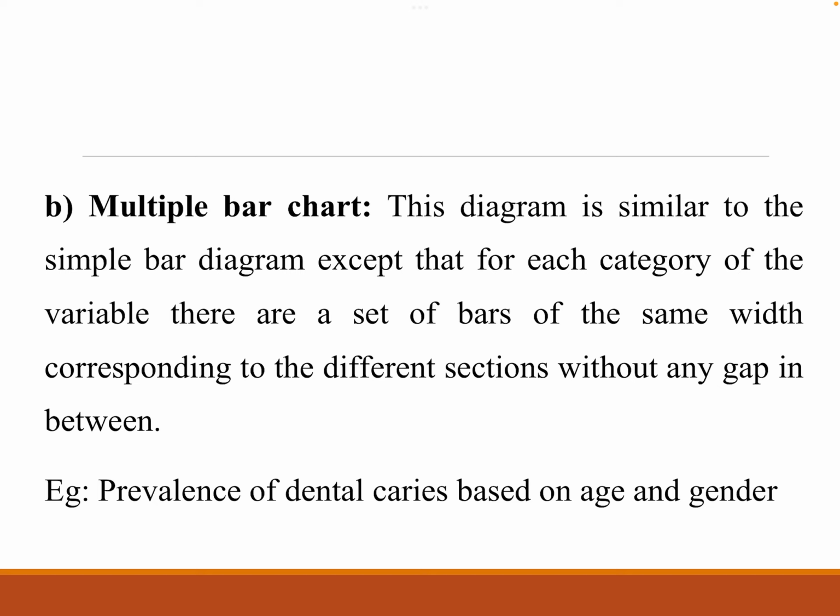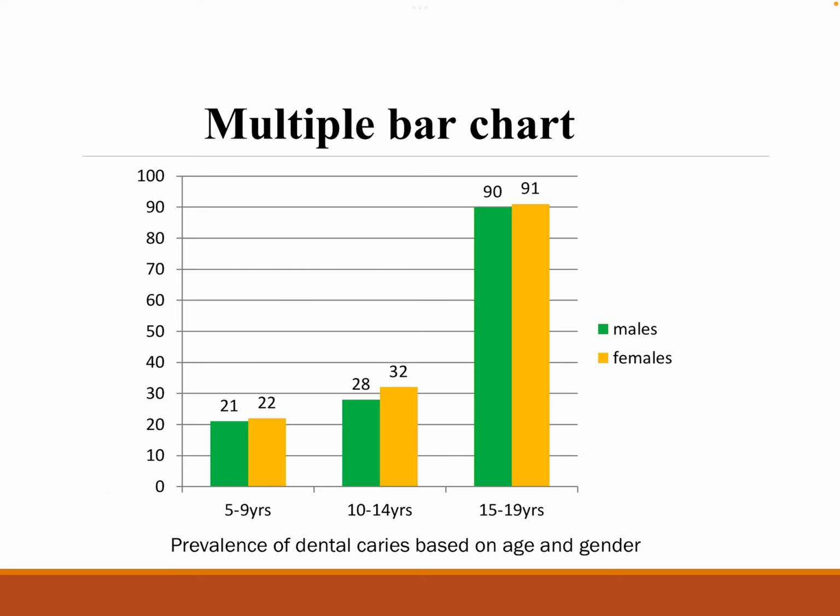The second one is a multiple bar chart. This diagram is similar to the simple bar diagram except that for each category of the variable, there are a set of bars of the same width corresponding to different sections without any gap in between. For example, prevalence of dental caries based on age and gender. So this is an example of a multiple bar chart. Here for each category, there are two bars showing males and females.